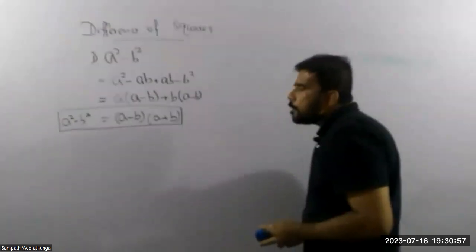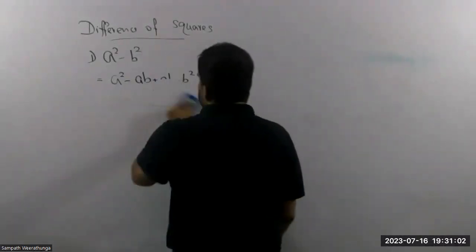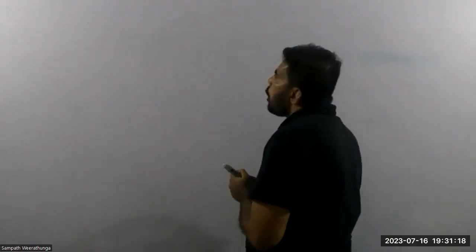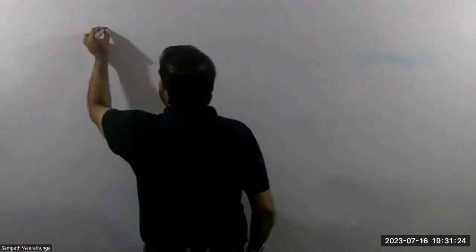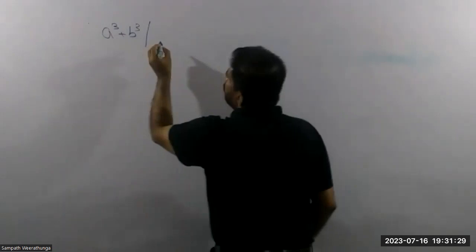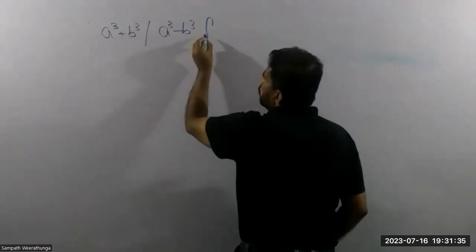Right. Now we know the theory for difference of squares. Let's move to the next stage. Then we'll see how cubics are handled. Cubic in the sense, how to handle a cubed plus b cubed or a cubed minus b cubed factorization. Yes, let's say factorization.